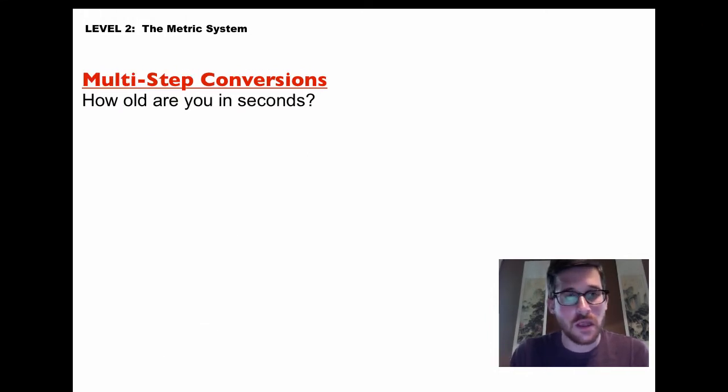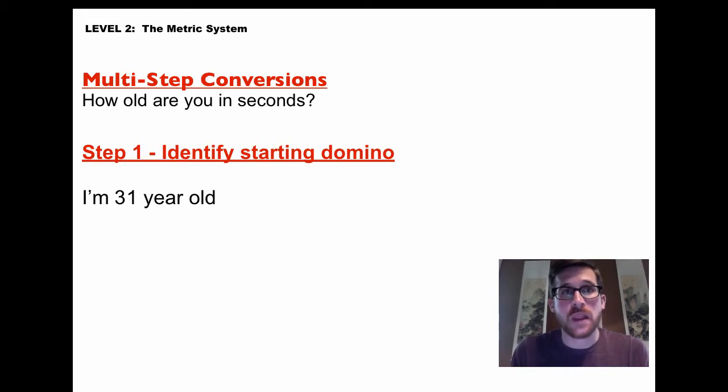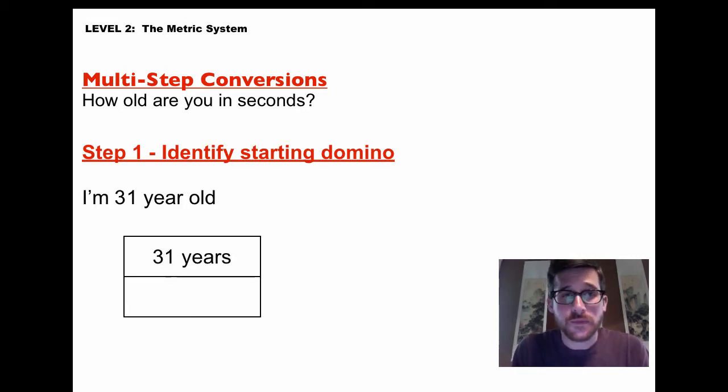Pretty simple one. Let's do a multi-step one so you can see how this works with multiple dominoes. Okay, so here's the question. How old are you in seconds? All right, I'll use me as an example. So step 1, identify the starting domino. I'm 31 years old. So here's my starting domino. 31 years on top, nothing on the bottom.